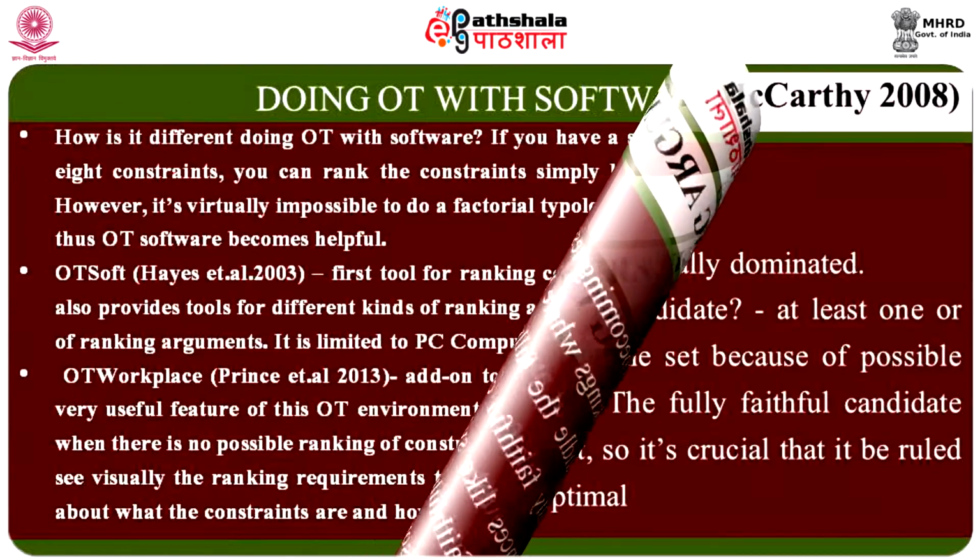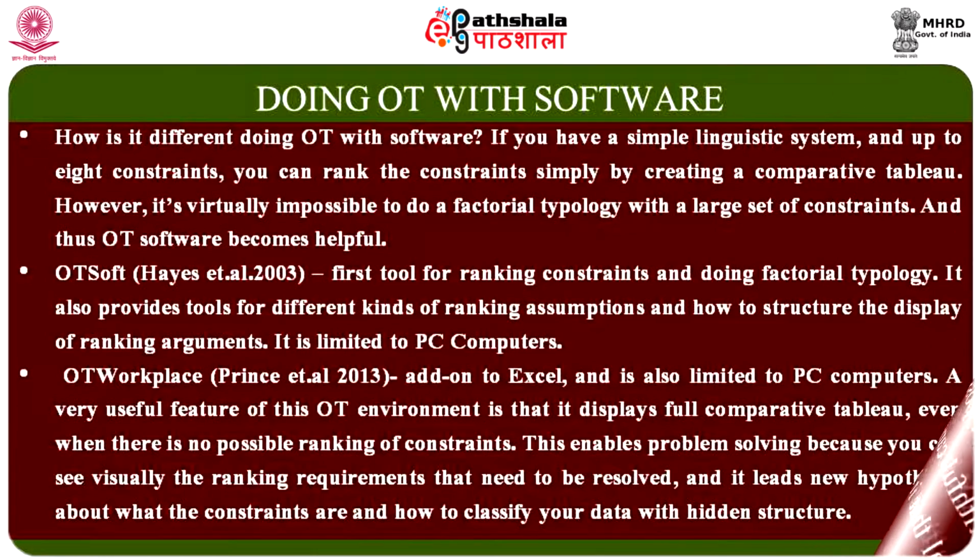And lastly, let us look at how to do OT with software. If you have a simple linguistic system and up to 8 constraints, you can rank the constraints simply by creating a comparative table. However, it's virtually impossible to do a factorial typology with a large set of constraints, and thus OT software becomes helpful. There are two softwares available. One is OT Soft, proposed by Hayes and colleagues. This is the first tool for ranking constraints and doing factorial typology. It also provides tools for different kinds of ranking assumptions and how to structure the display of ranking arguments.